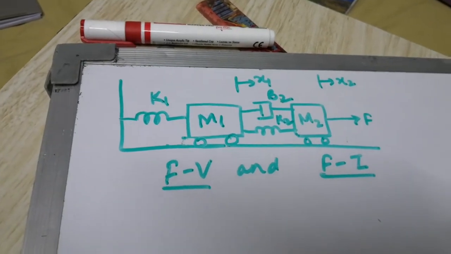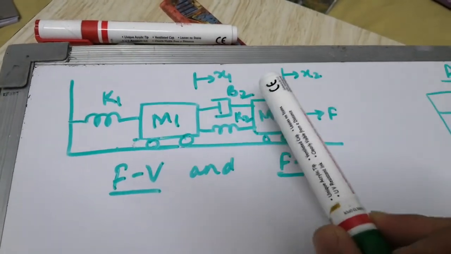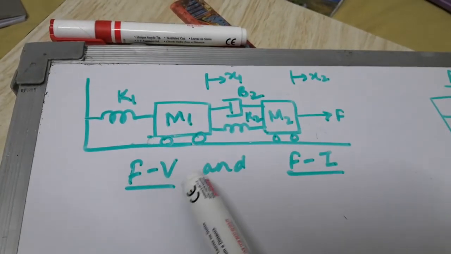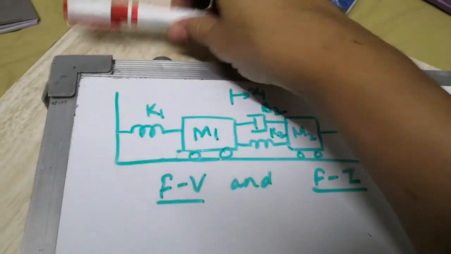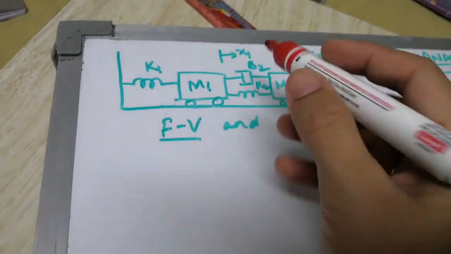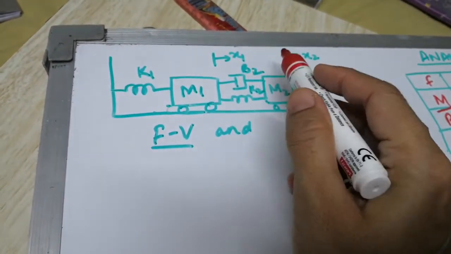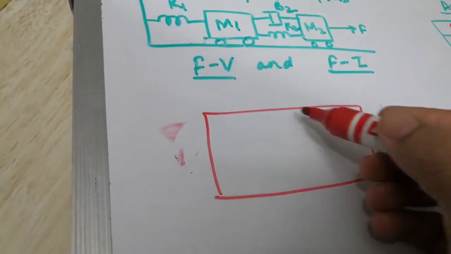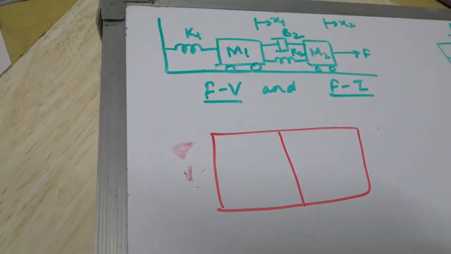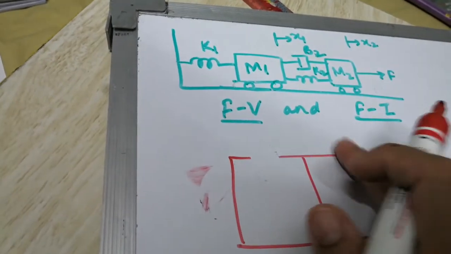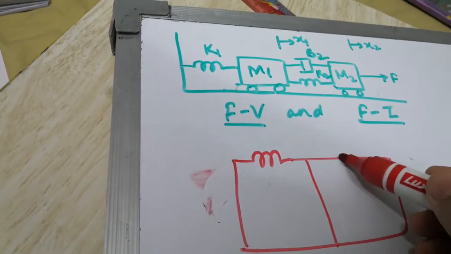So here we come to our numerical, in which I have taken B2 and K2 together. We are going to draw the FV as well as the Fi analogy of this numerical. For voltage, check the number of displacements: 2. That means we have to draw 2 loops. So here we have 2 loops. Corresponding to M1 and M2, I am going to draw our 2 inductors here, that is my L1 and L2.